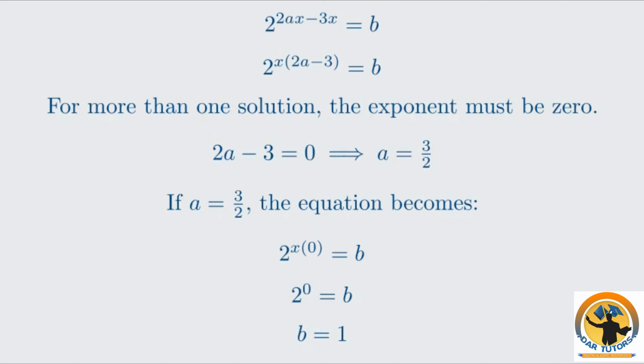So if a is 3 over 2 and b is 1, the equation is 1 equals 1, which is true for all values of x. This gives us infinitely many solutions, which satisfies the condition of having more than one solution.